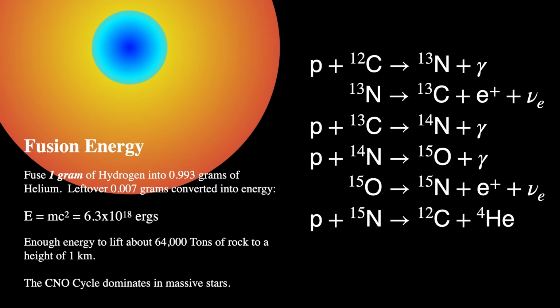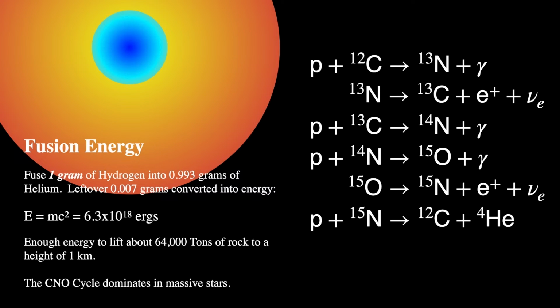Now, this is, of course, inefficient, but it's really interesting to return to the idea of what fusion energy gives you. Remember, when you fuse 1 gram of hydrogen into 0.993 grams of helium, it loses mass. Some of the mass of the 4 hydrogen nuclei, those 4 protons, gets converted into energy. About 0.7% of a gram gets converted into energy. And for every single one of those things, that provides 6 times 10 to the 18th ergs, which is a large amount of energy by comparison.